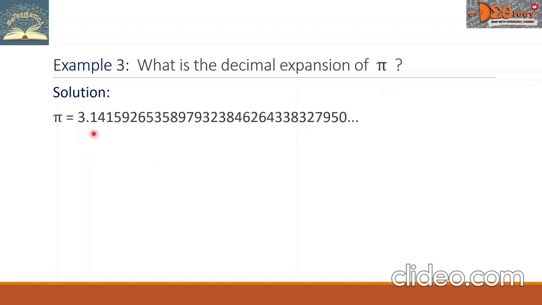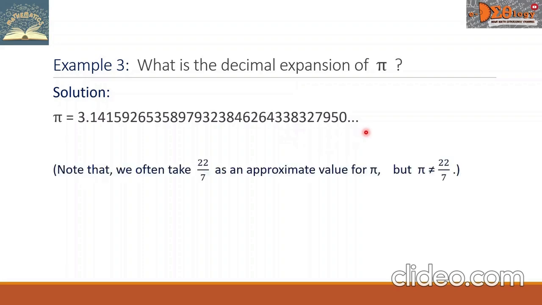Pi equals 3.1415926535893223846264338327950 and so on. Note that we often take 22 over 7 as an approximate value for pi, but pi is not equal to 22 over 7.